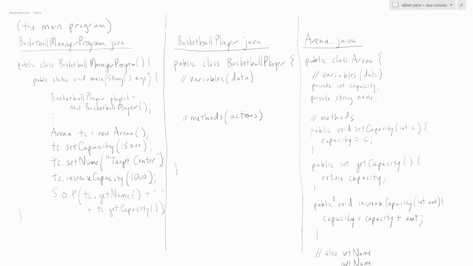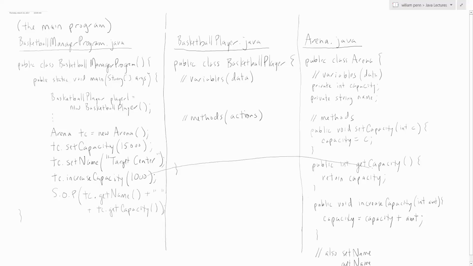Then I'm calling TC.increaseCapacity(1000). That's actually calling this method right here for the particular object that I'm calling it on, which is the TC object. I'm increasing capacity by 1000. And you can see what happens here. Let's see if I can grab my pen. It's just like any other method call we've been dealing with.